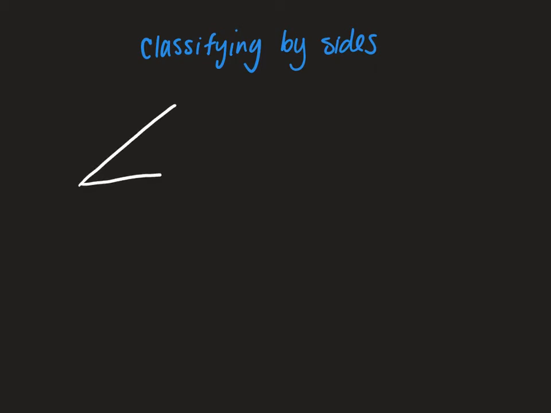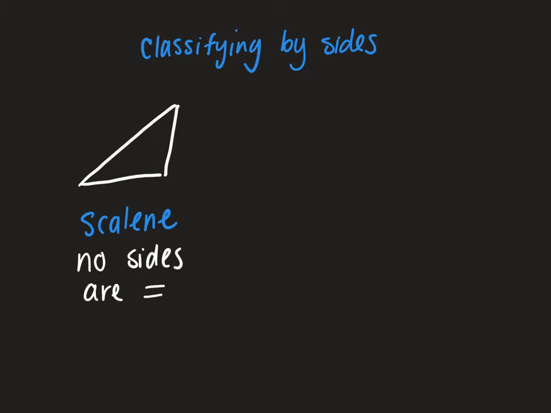I'm going to repeat that. We can also classify triangles by their sides. All right, so we have a scalene triangle. And that means that no sides are congruent. So that means all 3 sides are a different length.